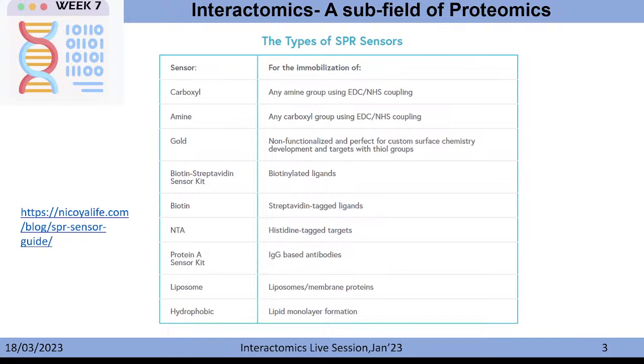The gold non-functionalized chip is perfect for custom surface chemistry for development with halo groups. The biotin streptavidin sensor kit is used for your biotin ligands, biotin for streptavidin ligands, NTA for histidine. So nickel will be for the histidine-tagged targets, then your His-tagged proteins, then protein A for IgG-based antibodies because protein A has an affinity for IgGs, liposomes for hydrophobic liposomes or membrane proteins, hydrophobic for lipid monolayers.